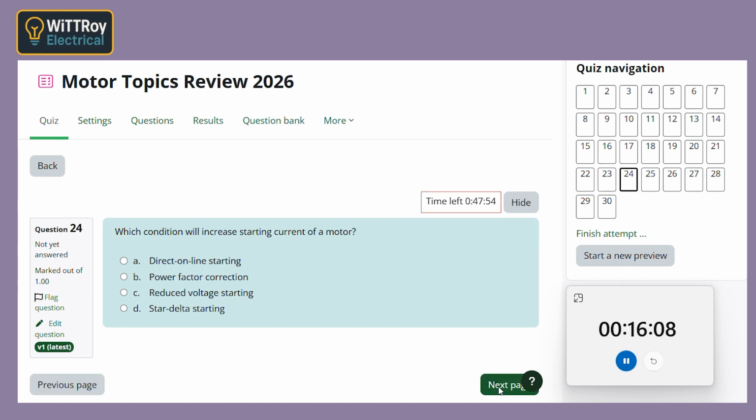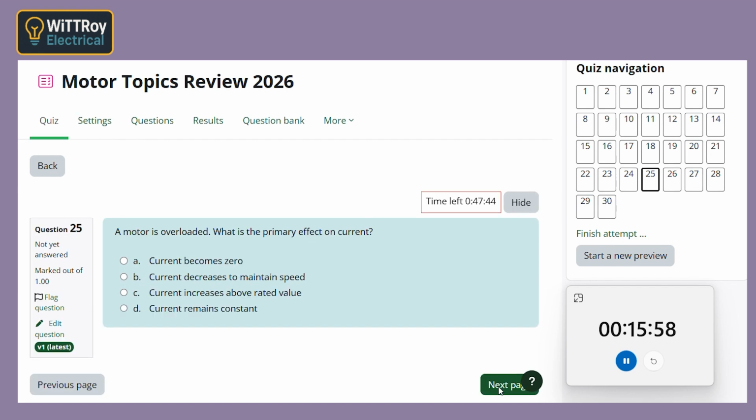Question 24. Which condition will increase starting current of a motor? Direct online starting. Correct. DOL means full supply voltage is applied immediately. That gives the highest inrush current. So the other starting methods are mainly there to reduce that. Exactly. Star delta and reduced voltage methods lower starting current. Power factor correction is not a starting method, so it is not the answer.